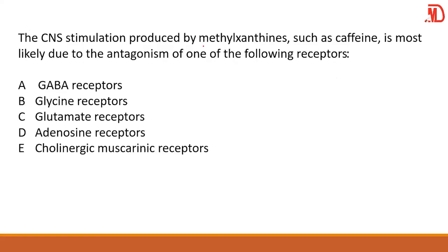The CNS stimulation produced by methylxanthines, such as caffeine, is most likely due to the antagonism of the following receptor. Many of you know what caffeine does. Caffeine excites you, right? That's why if you don't want to sleep, when you take caffeine, you'll be super hyper. It increases your energy and it makes you feel more alert. And this is because they interact with the adenosine receptors in the brain, because these are excitatory receptors. So here I'm talking about adenosine receptors. All right, so the answer is D.